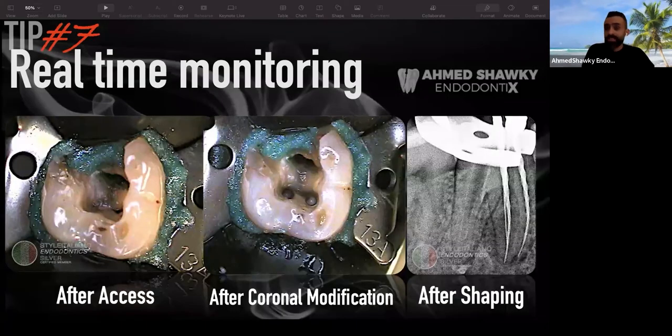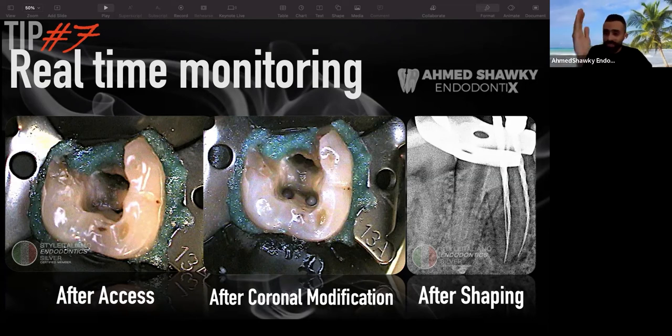Real-time monitoring. This is tip number 7, because I do not measure the working length only once. I measure it after access, if it's possible. I mean, before pre-flaring. And after that, I do pre-flaring and I measure again. Why?